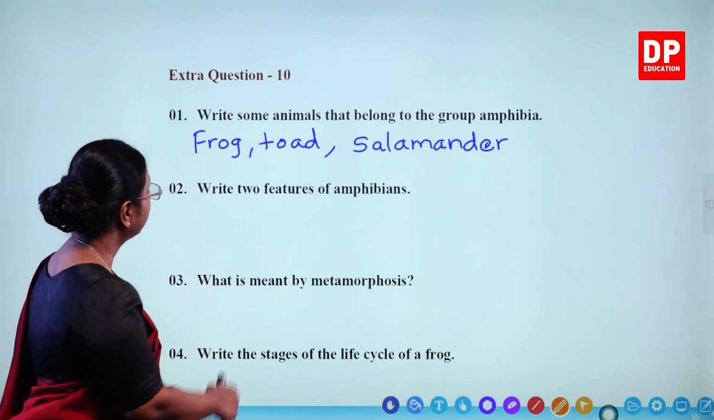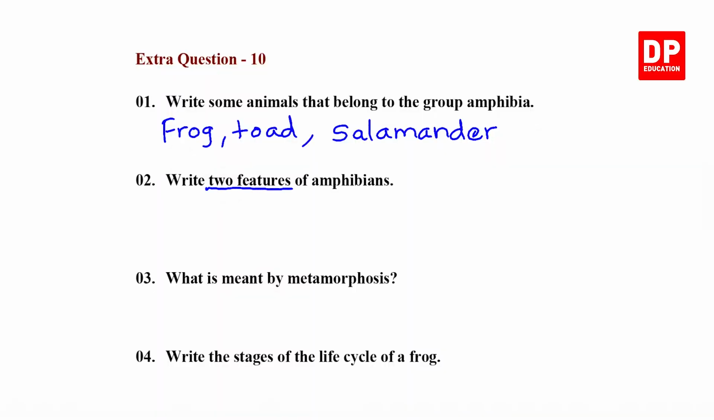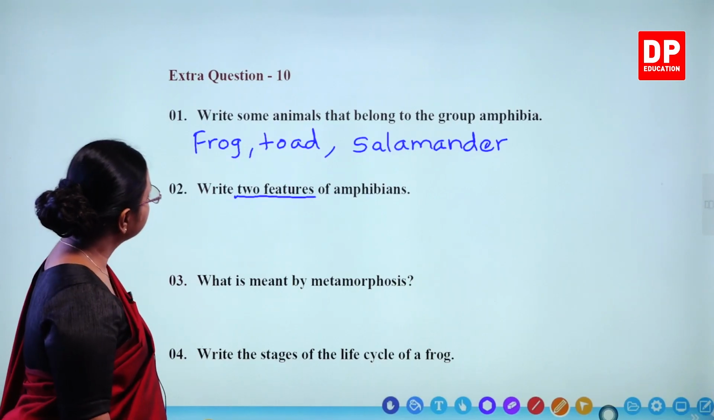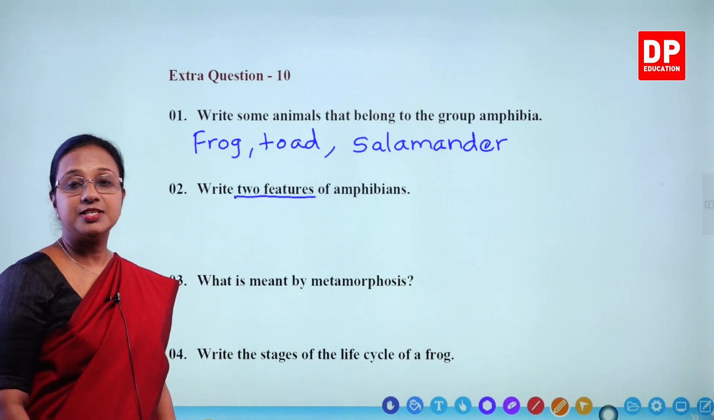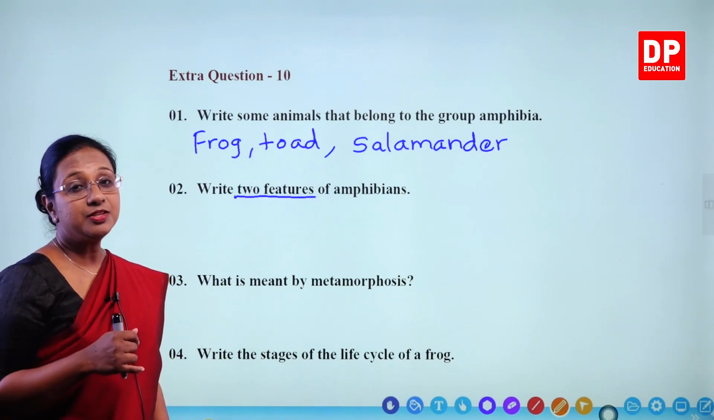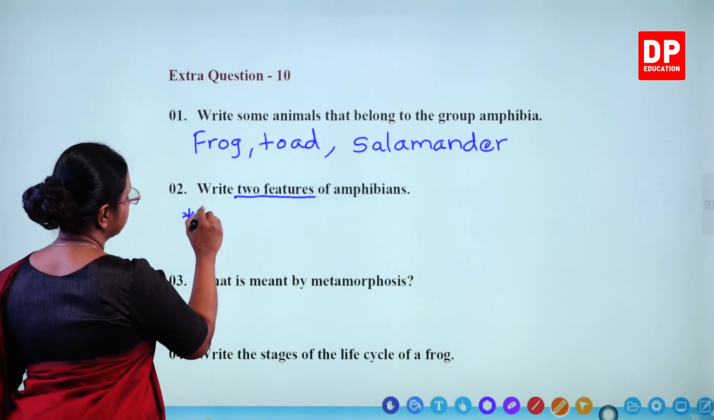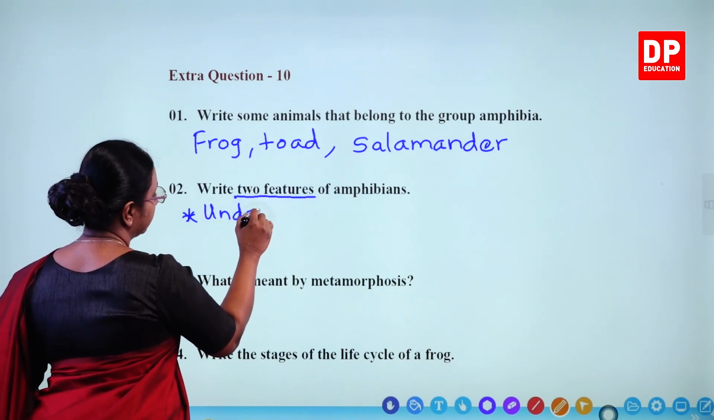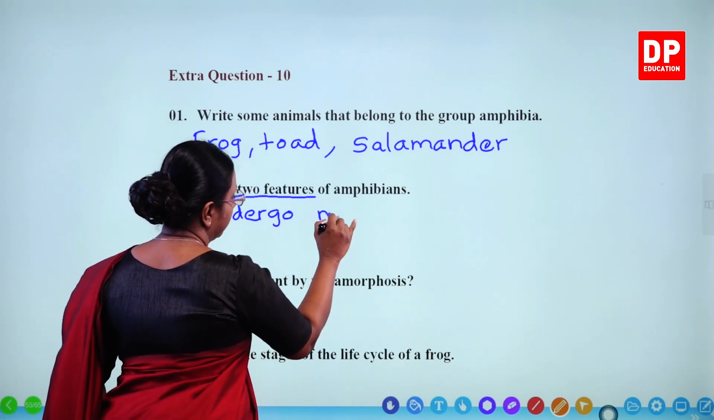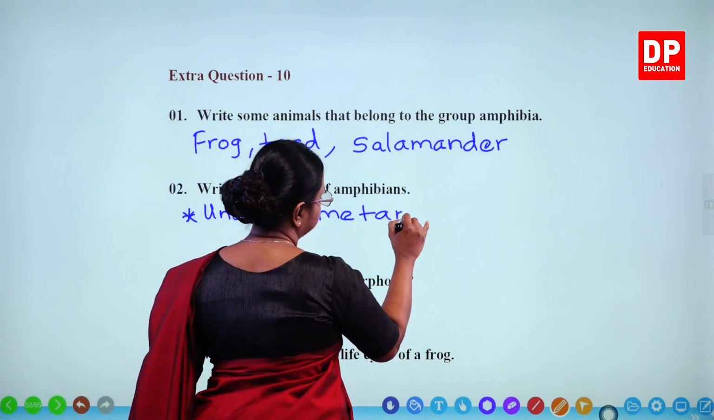Then the next one. Write 2 features of amphibians. So, we have to write 2 features of amphibians. What are the 2 features you can write? They undergo metamorphosis.